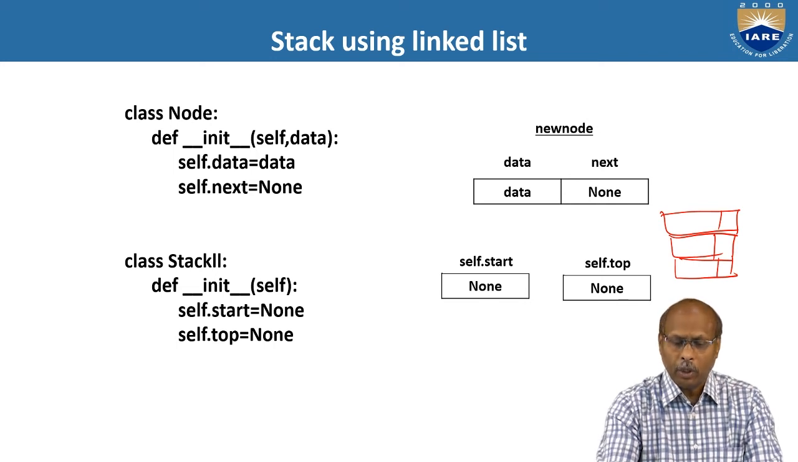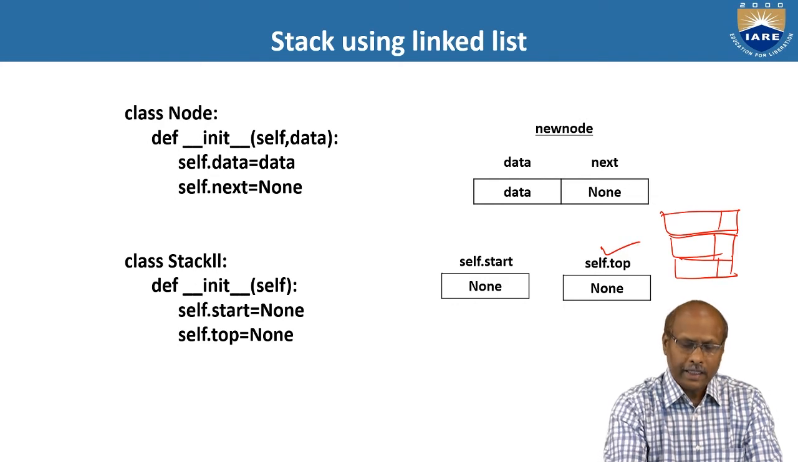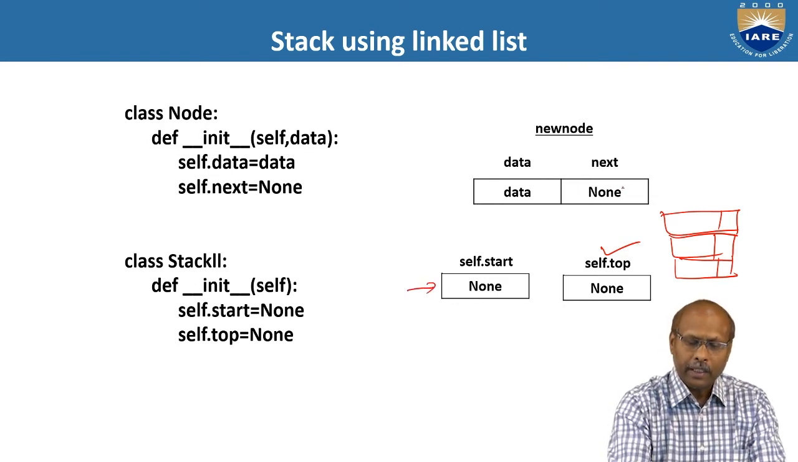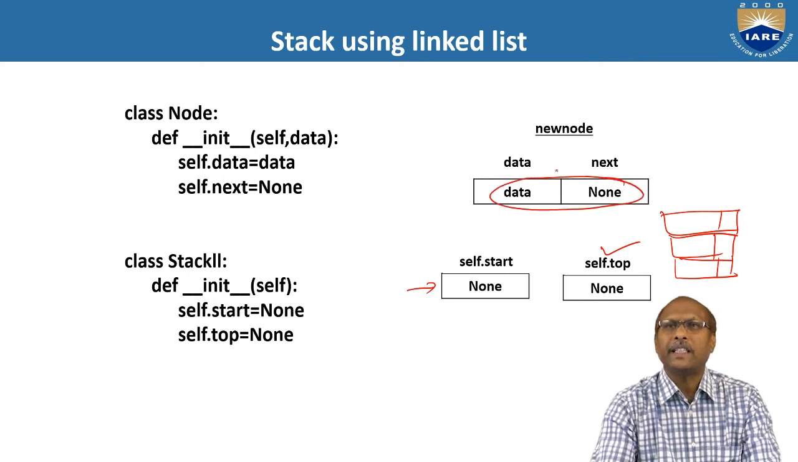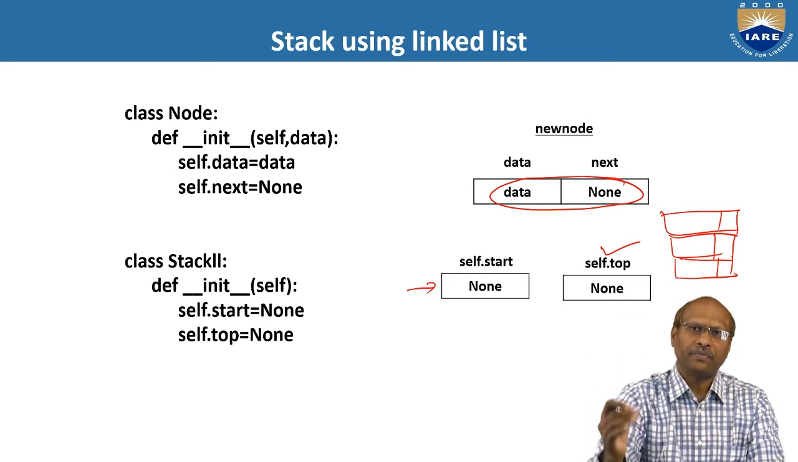So you have to maintain one top pointer. The top pointer will be pointing to the top of the stack, and start will be pointing to the base. Every node will have 2 parts: the data part as well as the next part. Because in a linked list, every node has 2 things, data and the next pointer. The next pointer will be pointing to the next element.